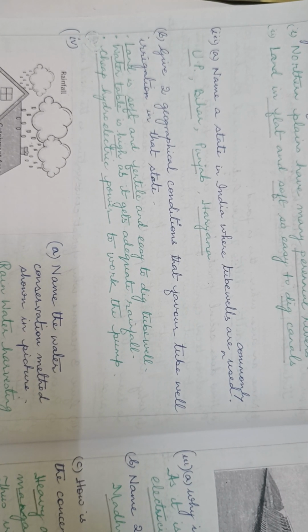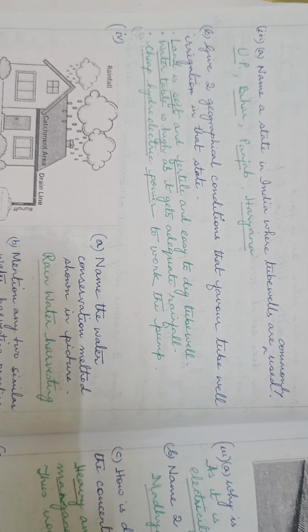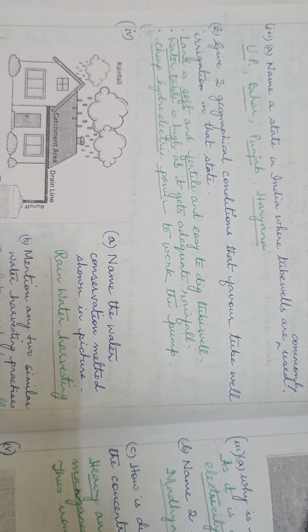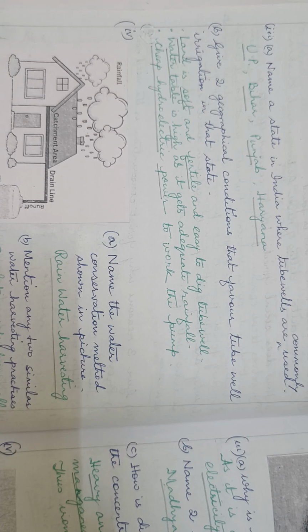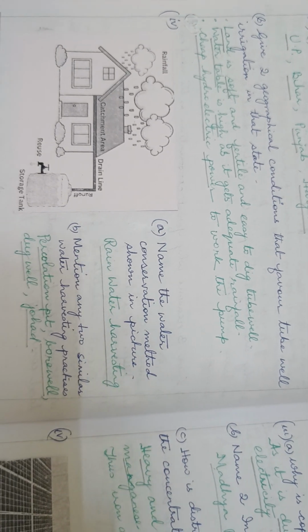Then next is 2 geographical conditions that favor tube well irrigation in whichever state you have mentioned. 1, land is soft and fertile and easy to dig tube well. Second, water table is high as it gets adequate rainfall. And third, cheap hydroelectric power to work the pump.